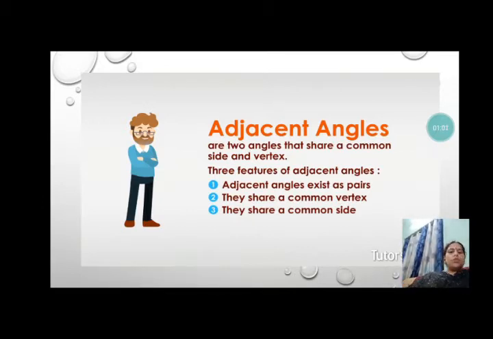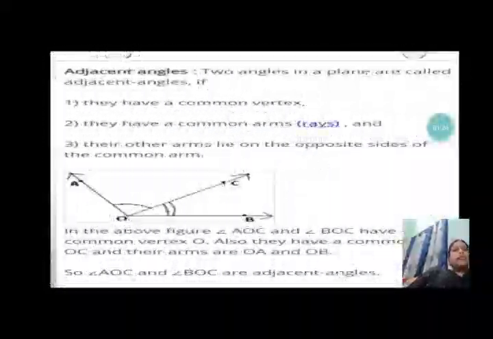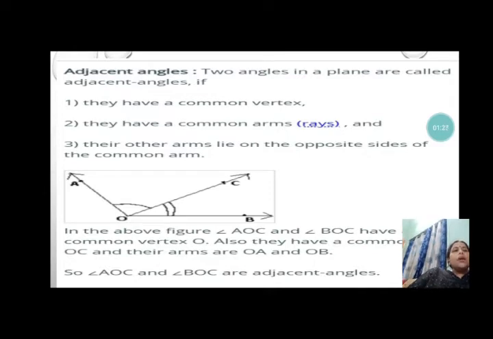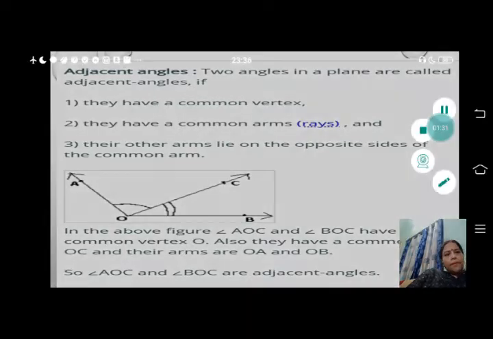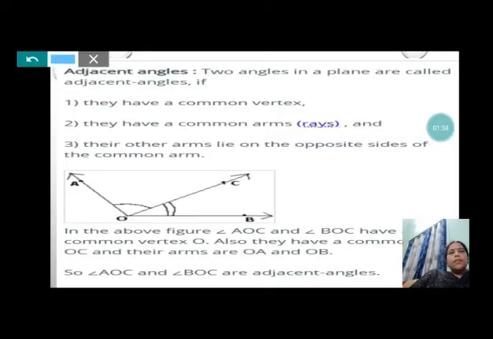What have we understood by the vertex? The vertex is the meeting point of the two sides. So the place where the two sides or the two arms of the angle meet is called the vertex. Now let us understand that. Adjacent angles: two angles in a plane are called adjacent angles if they have a common vertex. So let us understand by this.